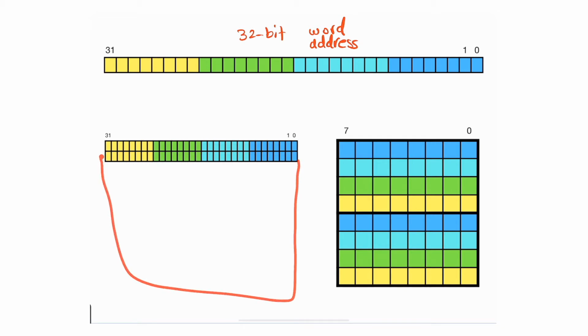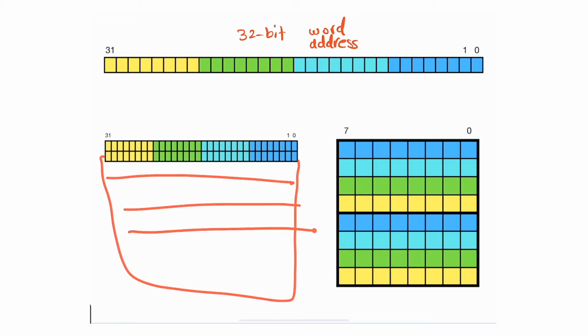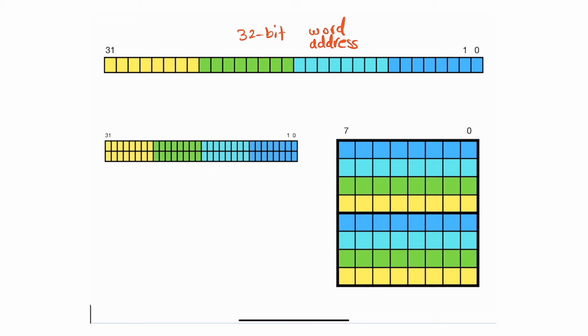Basically, it might have many, many rows, thousands of them, and each one of these rows contains a word. A word could be 64, could be 32. In our case, it's 32. So this is an easy way to actually deal with the memory.